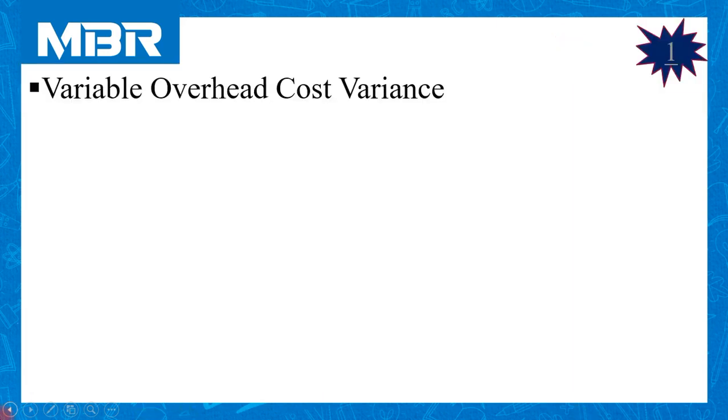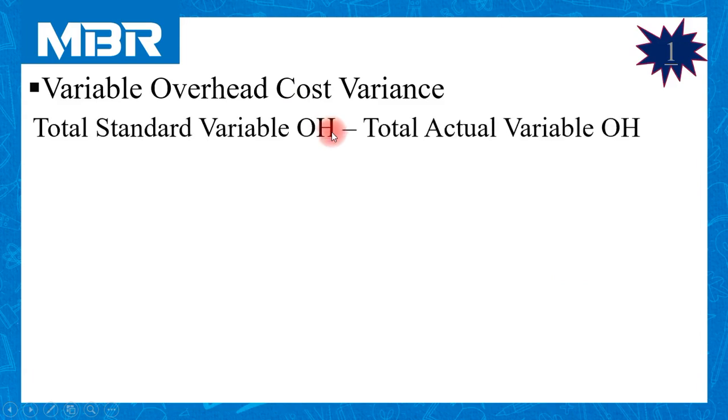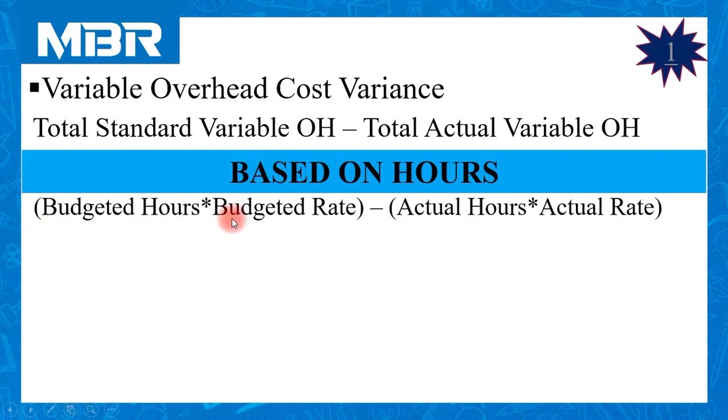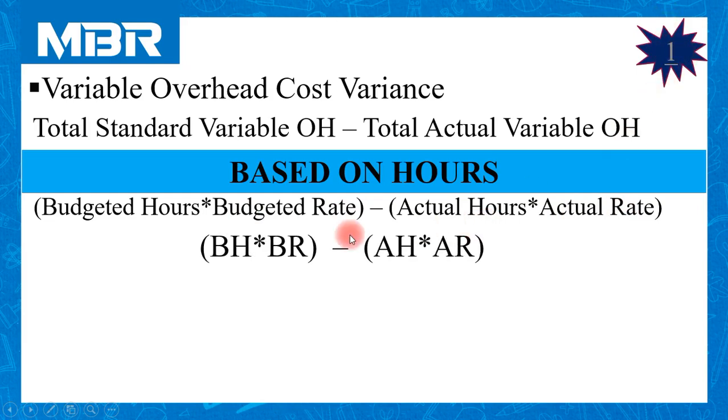First, variable overhead cost variance. Formula: total standard variable overheads minus total actual variable overheads. How to calculate this? We have 2 different options. We can calculate based on hours. So formula: budgeted hours into budgeted rate minus actual hours into actual rate. Check your question. You will easily find the data. BH into BR minus AH into AR.